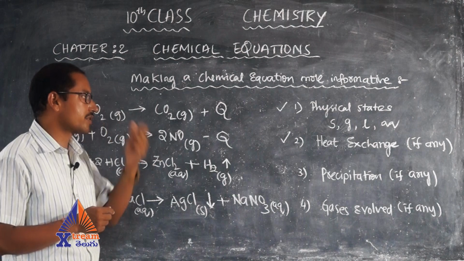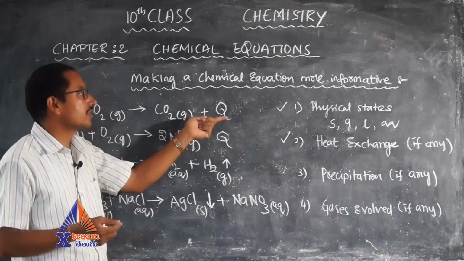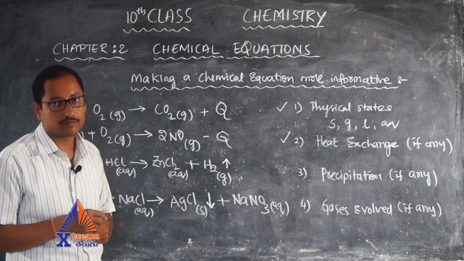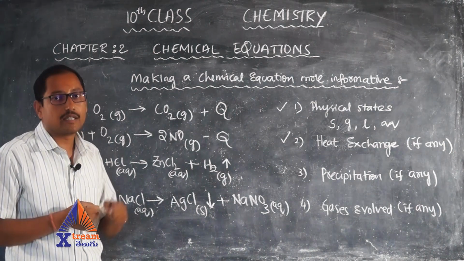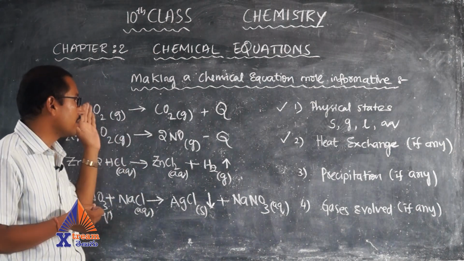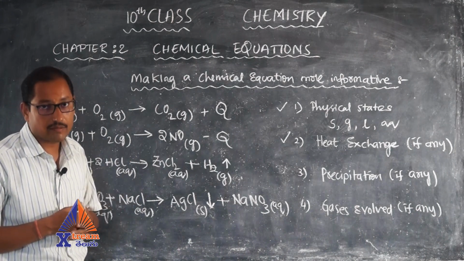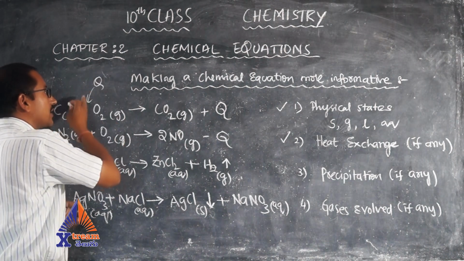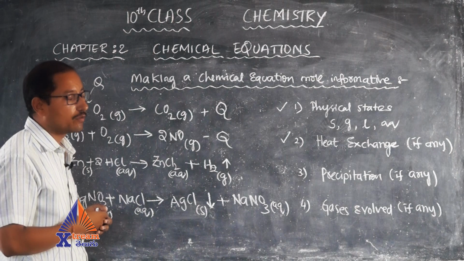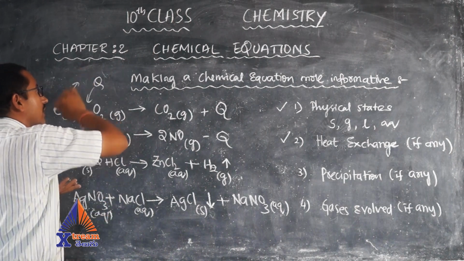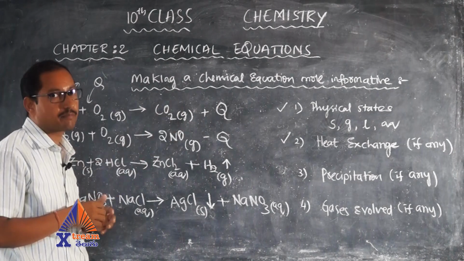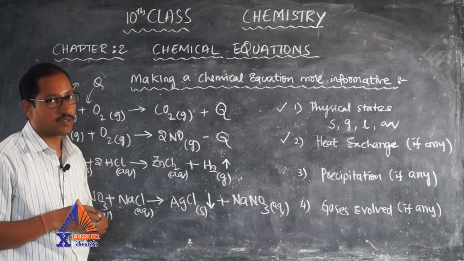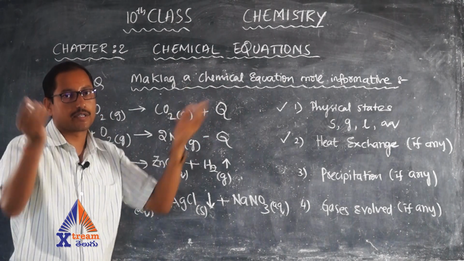So, if heat is produced, then it is represented with minus Q. Heat is produced. If heat is absorbed, then it is represented with plus Q on the reactant side. On the product side, if heat is absorbed here, that is plus Q. On the other side, it will become minus Q. If heat is released during the equation, it is minus Q. On the other side, it is becoming plus Q. Why? Because we are writing Q on the other side, the product side. Plus Q means heat is produced.